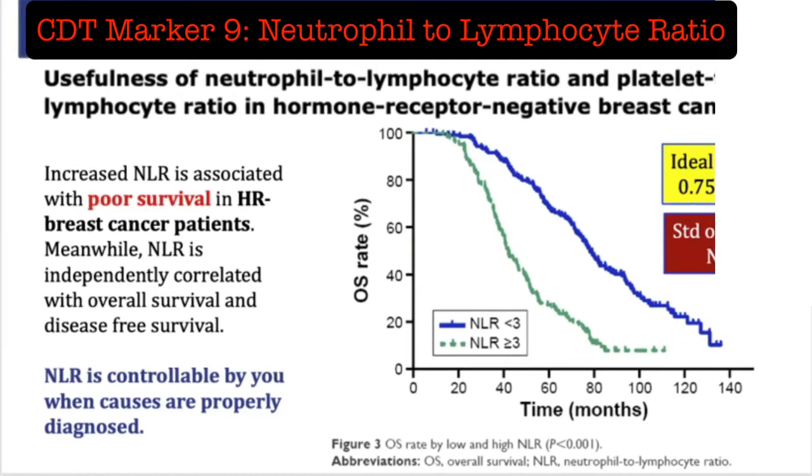Increase your vitamin D, increase your cod liver oil, increase your exercise, improve your diet, find infections and find ways to treat them naturally. And you can move your neutrophil to lymphocyte ratio down. Pretty much everybody we work with improves their neutrophil to lymphocyte ratio.